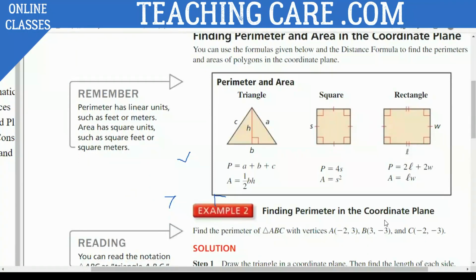That was an introduction to polygons. Now we are going to find the perimeter and area in the coordinate plane. Perimeter is nothing but the circumference of the figure, like the fencing for a house. For a triangle, the perimeter is the sum of all the sides. For any polygon, the sum of all the sides is the perimeter. For a square, it is 4 times s. For a rectangle, it is 2 times the length plus 2 times the width. Area of a triangle is half base times height, and area of a square is s squared.